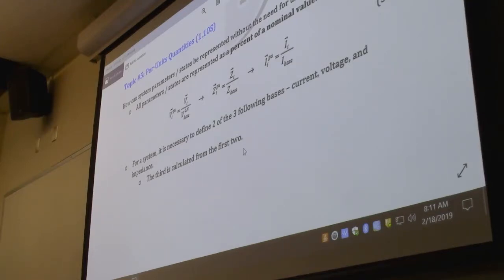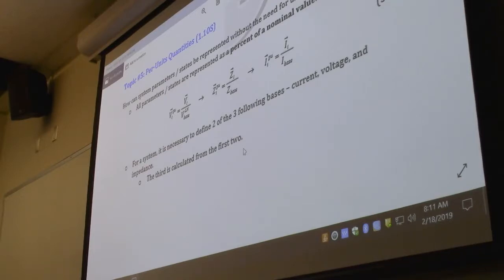So what is per unit analysis, or a per unit quantity? It's a way of representing values for a power system or for any engineering system, where instead of putting the value in volts or amps or watts, we simply refer to it as a percentage of whatever the nominal or the rated value was.